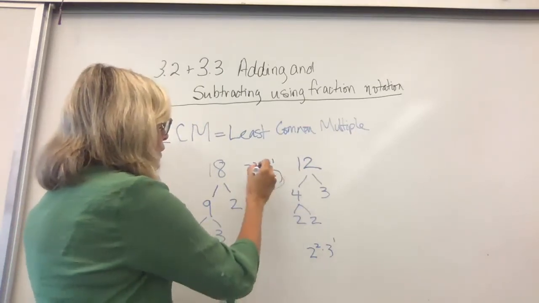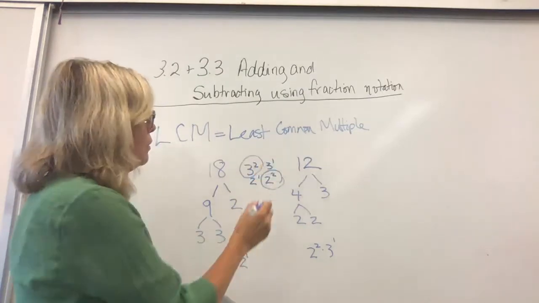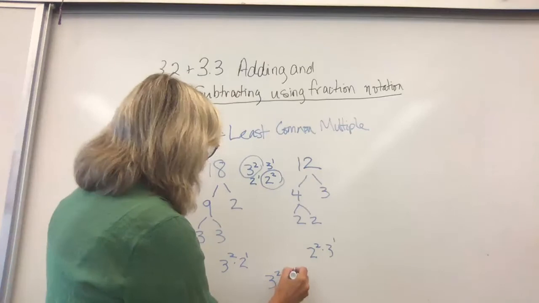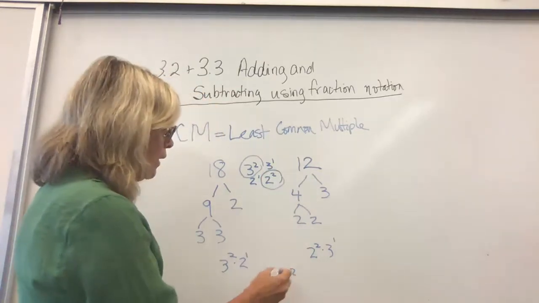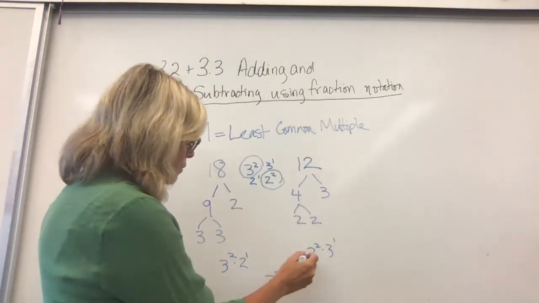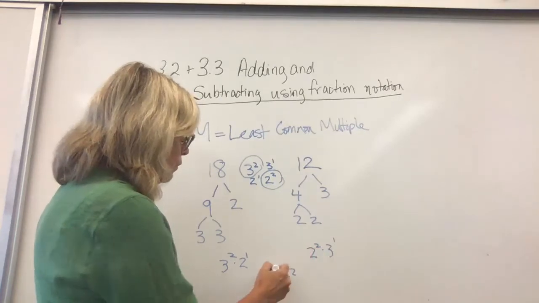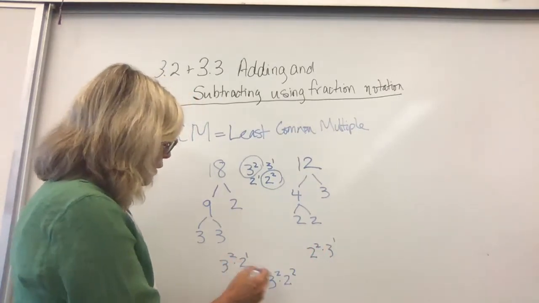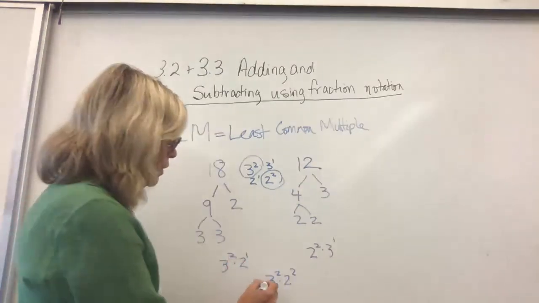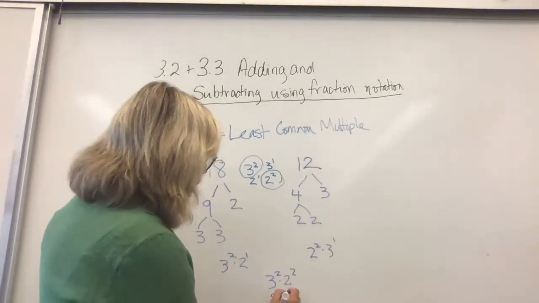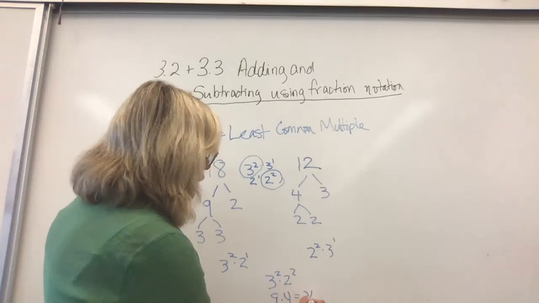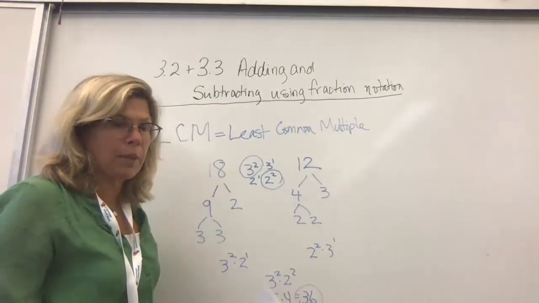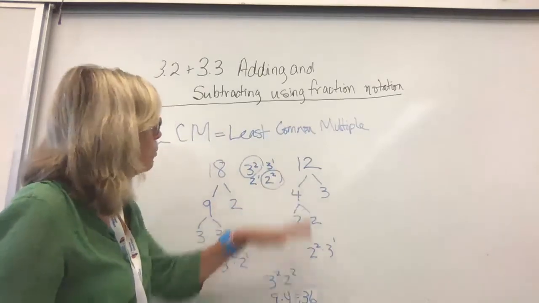So your least common multiple is going to be 3 squared times 2 squared, because you want to use the bigger one. 2 squared goes into 2 squared, and 3 squared is greater than 3 to the first. And over here, 3 squared goes into 3 squared, and 2 squared is greater than 2 to the first. So this is 9 times 4, which equals 36. So between 18 and 12, 36 will be your least common denominator using this least common multiple method.